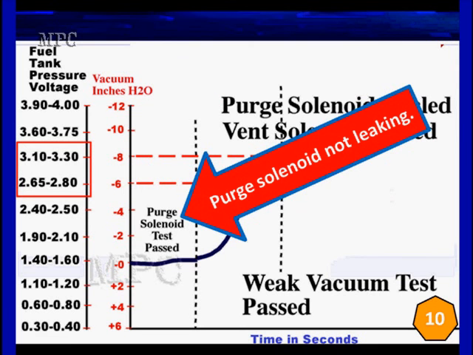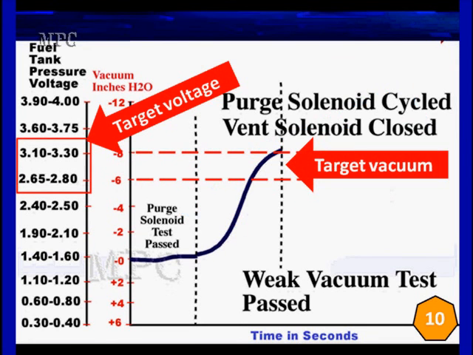Now we're going to start going up. Our target, somewhere between 265 and 330 volts. That's our target vacuum and our target voltage. The purge solenoid's been duty cycled. The vent solenoid is sealed. If we can't pull it up in this target range, we fail the weak vacuum test. We have a gross leak. See how easy this is once you know what you're looking for? And we know the voltages we're looking for.